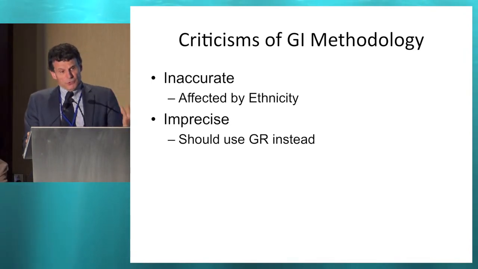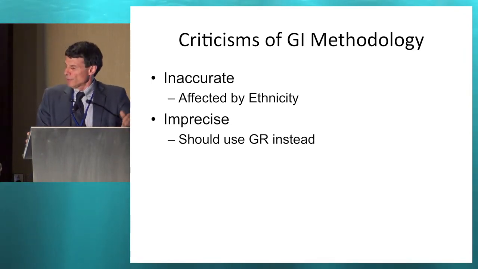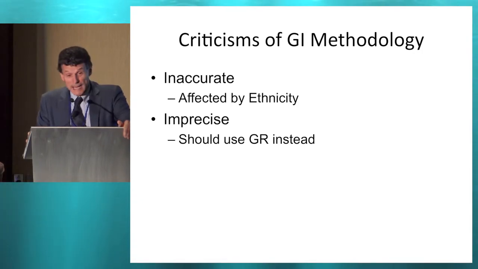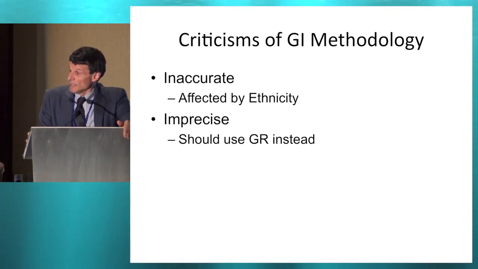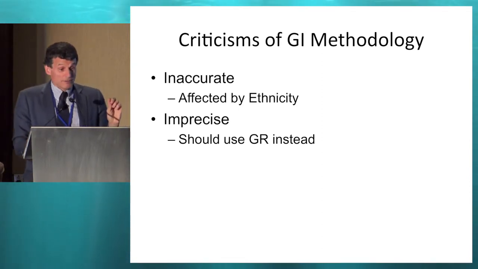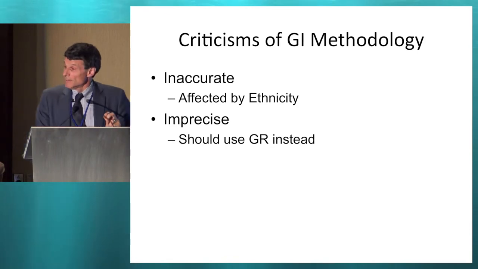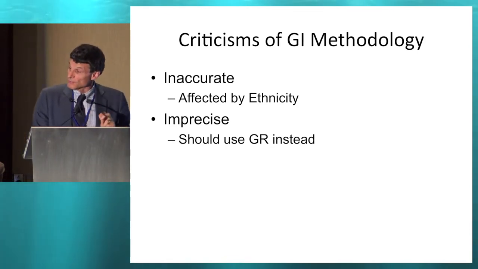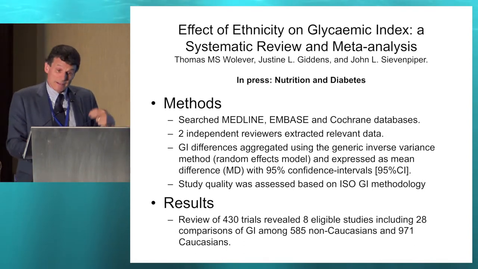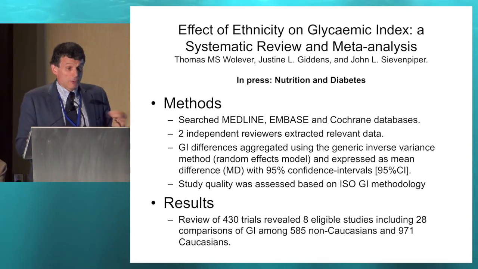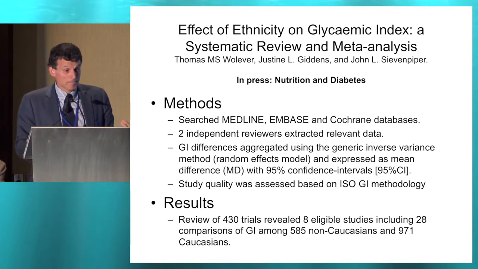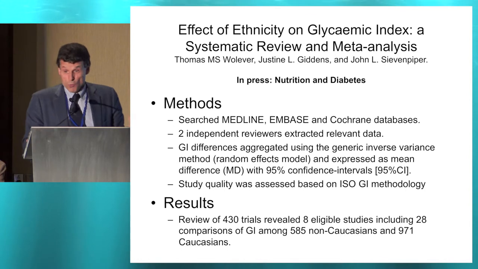These data, people have used these studies to bring forth a number of criticisms. People have felt that this is quite inaccurate and rather imprecise. So the inaccuracy, in other words, that the mean is wrong, was suggested to be affected by ethnicity. And in terms of imprecise, that standard deviation is a bit large, and the regulatory agencies have suggested we should perhaps use glycemic response instead, though they don't give a reason.